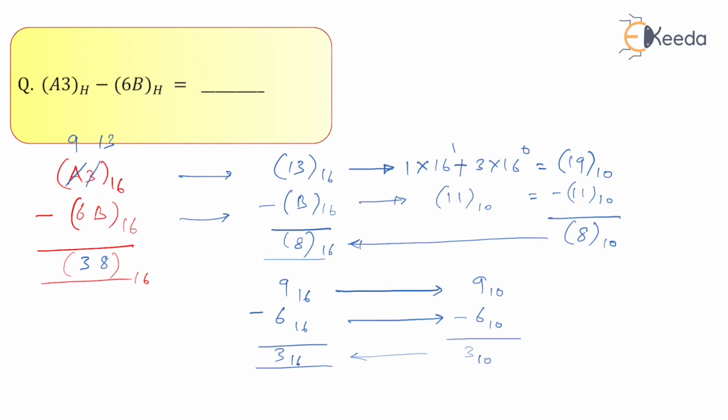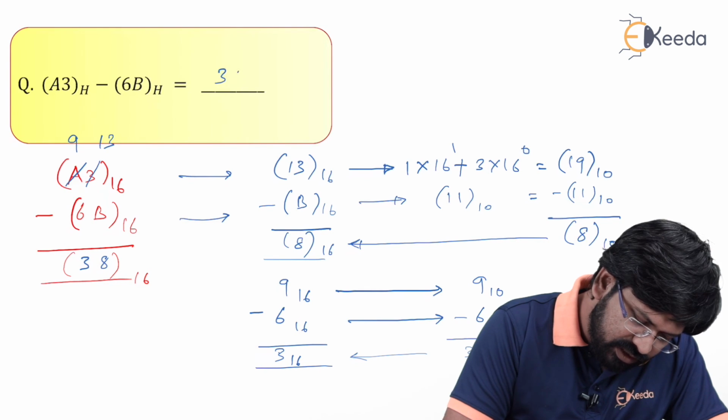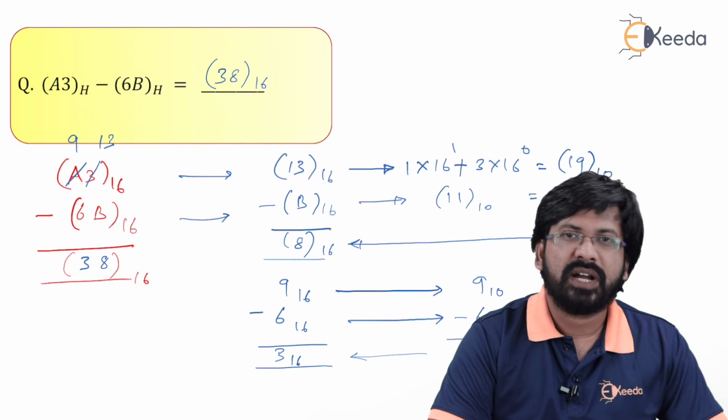So the final answer, a3 to the base 16 minus 6b to the base 16, is 38 to the base 16. I'm sure you have understood all the problems.